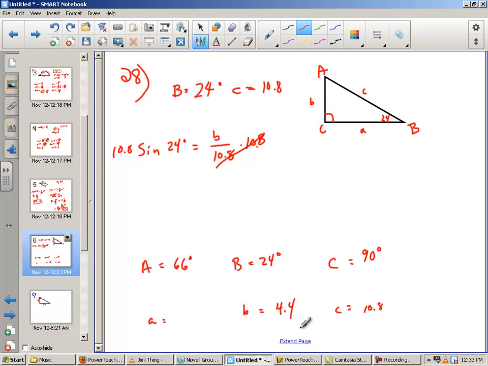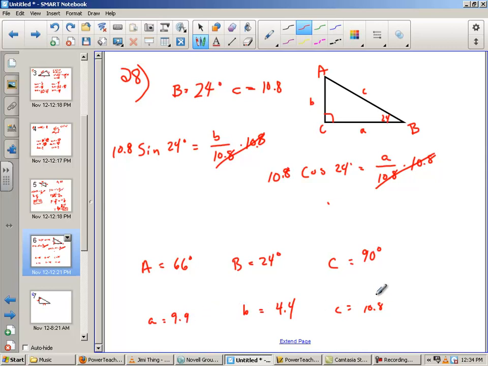Now I want to make sure, of course, that my mode is in degrees, which it is. So if you're getting something other than 4.4 from this multiplication, the odds are you've got the wrong mode, and you need to check to find out how you can fix that. Then I'm going to try the same sort of approach, but I'm going to use cosine of the 24 degrees. And that should equal adjacent, which is a over my 10.8 again. I again multiply by 10.8. And a is 10.8 times the cosine of 24, which equals 9.9.